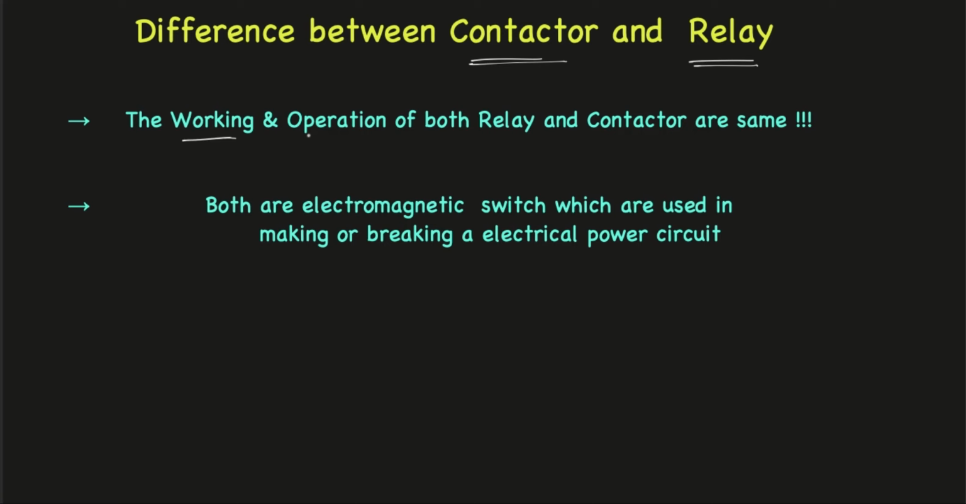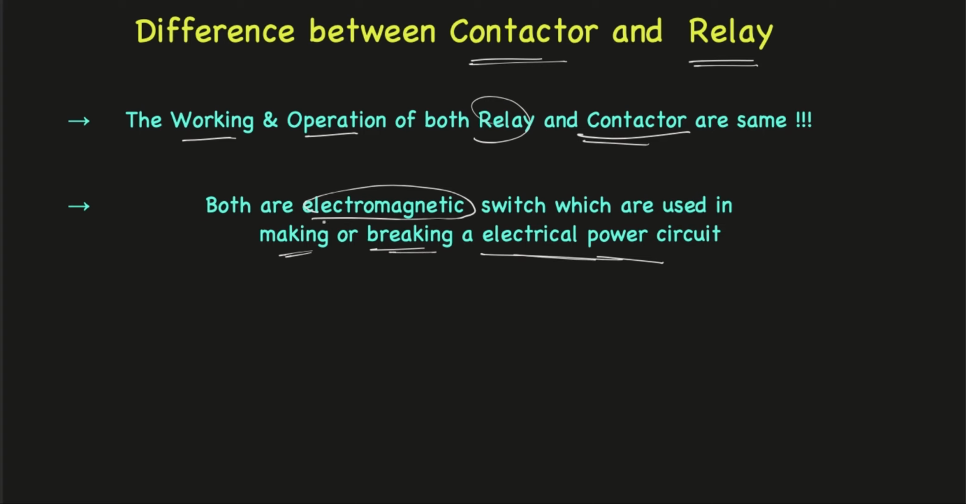Surprisingly, the working and operation of a relay and a contactor are the same. Both are electromagnetic switches which are used in making or breaking the power circuit. The word electromagnetic switch is very important, and the words making and breaking electrical power circuit are also important.